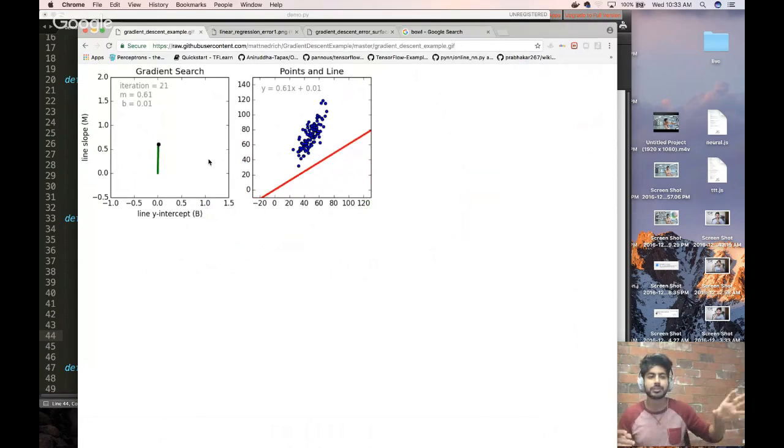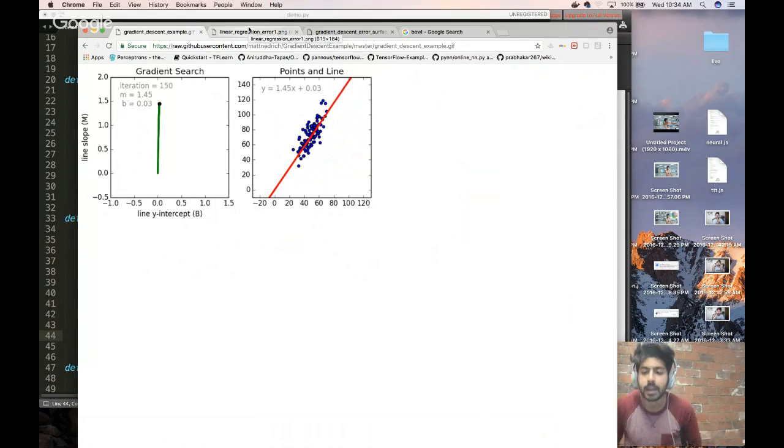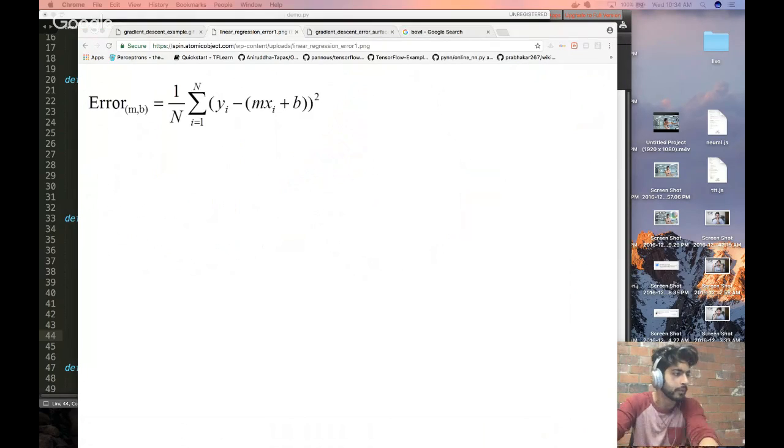On this left-hand side, you see this gradient search. You see the M values and the B values are moving in the direction that they should be, because gradient descent is essentially a search policy. We're trying to find that minimum error value, okay? And to get that, we're going to compute the partial derivative with respect to B and M. Let me show you the equation for the partial derivative.